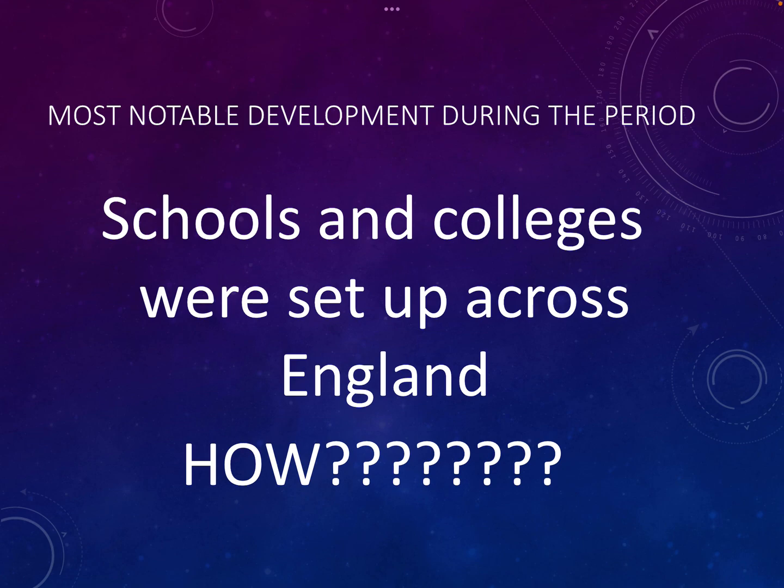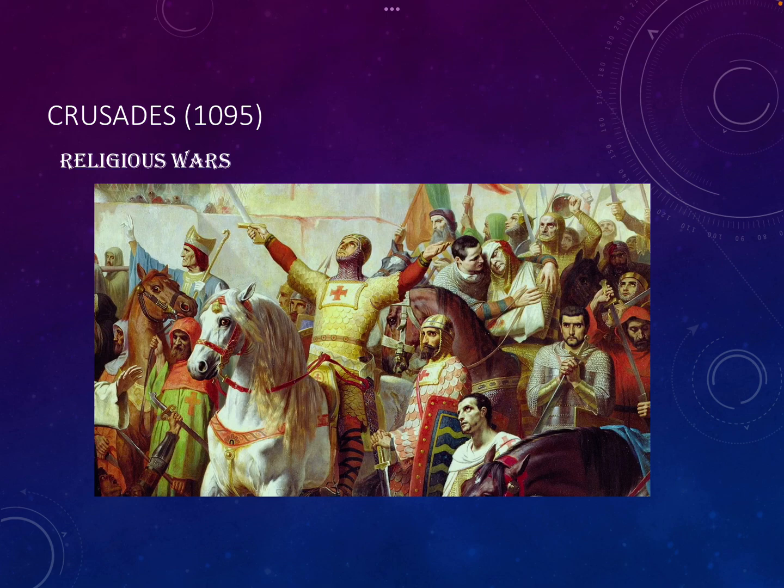Now, the most notable development during the period, what happened? Schools and colleges were set up across England. How did that happen? What brought about this particular advancement? A notable thing over here is the Crusades. Crusades क्या थे? 1095 में ये start हुए, and these were nothing but your religious wars.